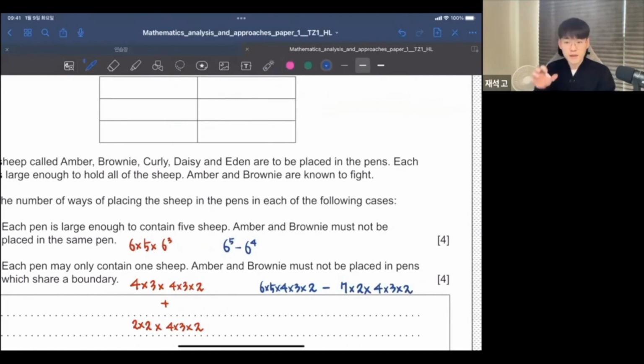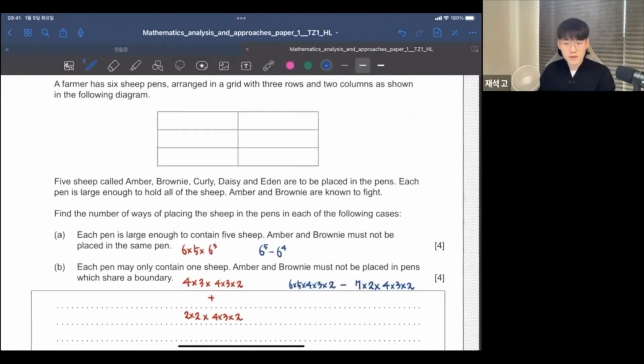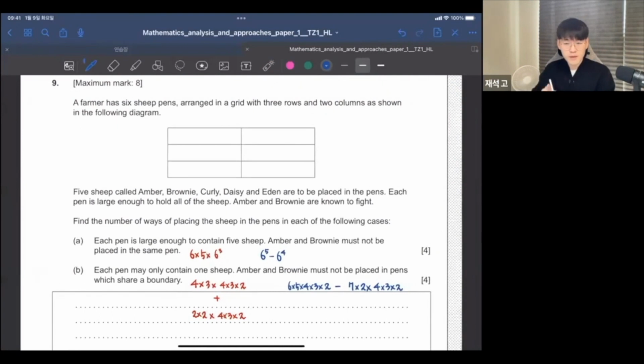Yeah, that's why they're the same. The answer is the same, just the way to find it is slightly different. Red is what I got directly, blue is what I subtracted from all the cases. Both are fine, it doesn't matter which one you choose.